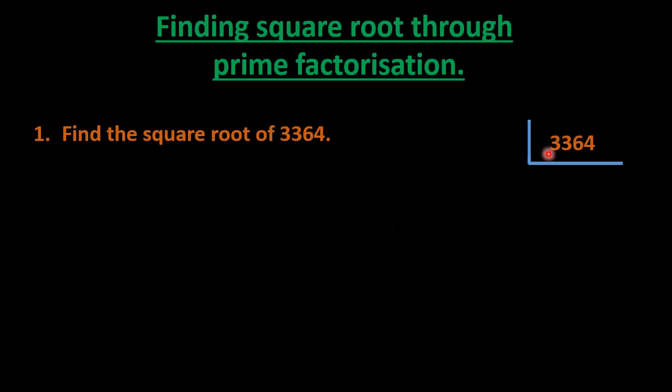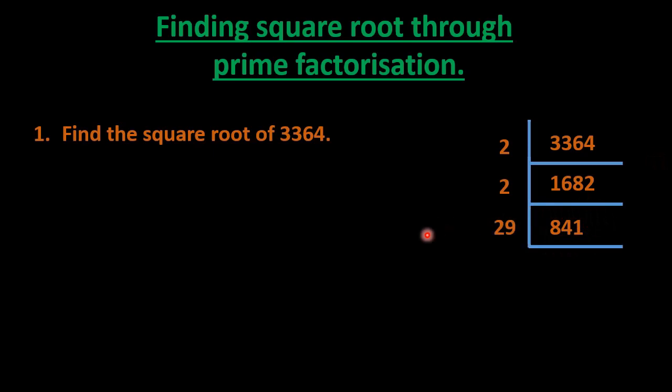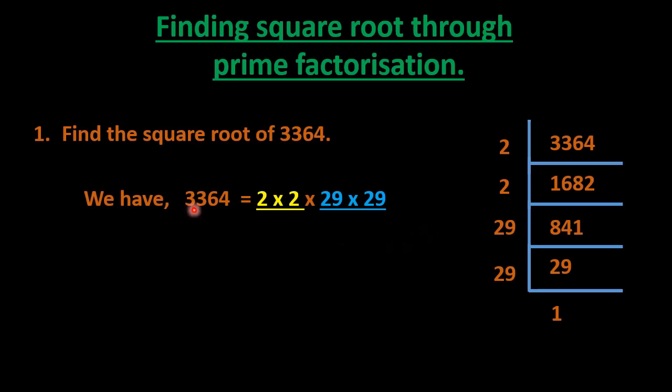Since this number is an even number, it will be divisible by 2. So 2 times 1682 is 3364. Again this is an even number, so again we divide by 2. 2 times 841 is 1682. Now this number will be divisible by 29. So 29 times 29 is 841, and at last 29 ones are 29. Therefore the prime factors of 3364 are 2, 2, 29 and 29.